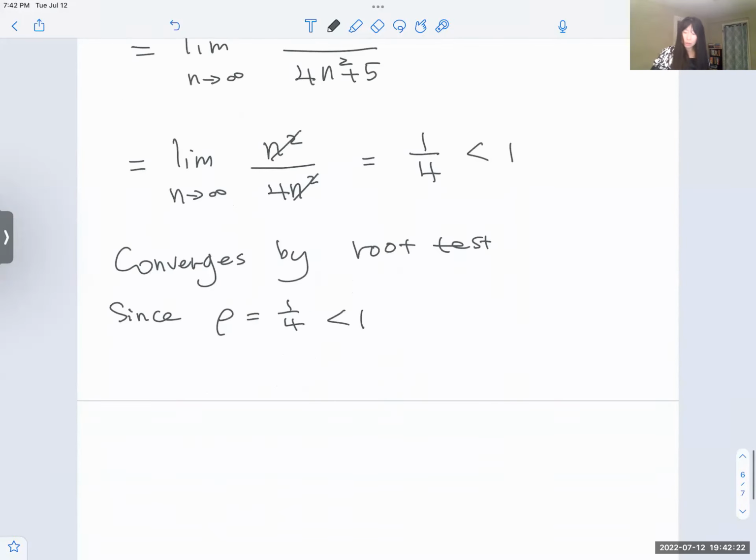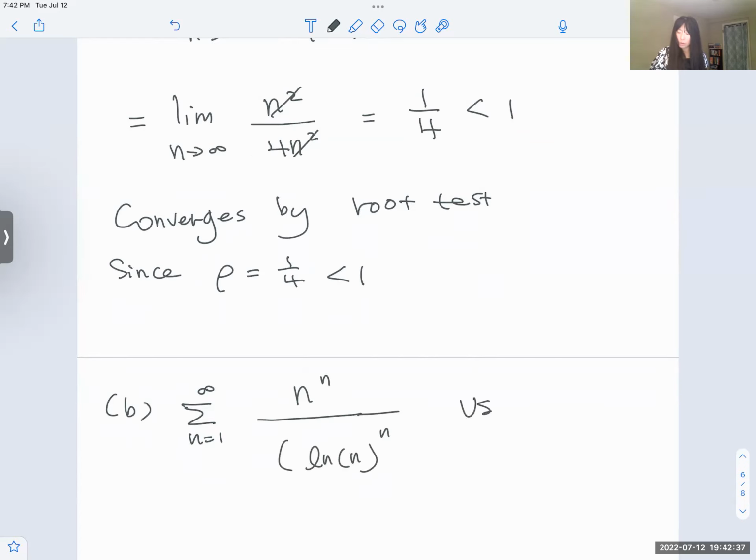Okay, one last one, the second one. We have the series n to the n power over ln n to the n. Use the limit as n approaches positive infinity and the root test.